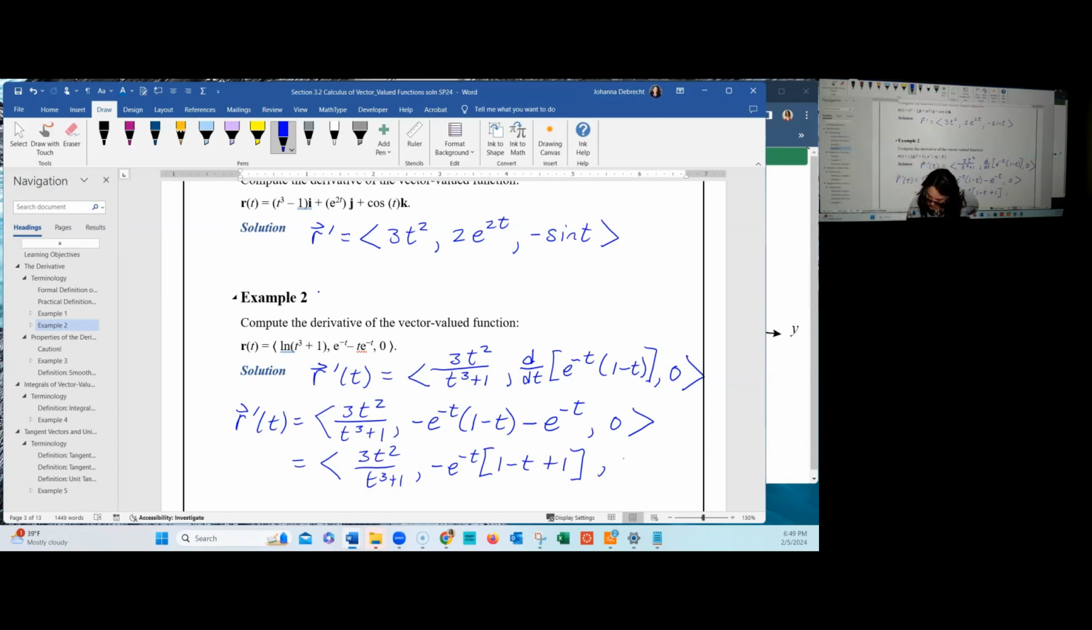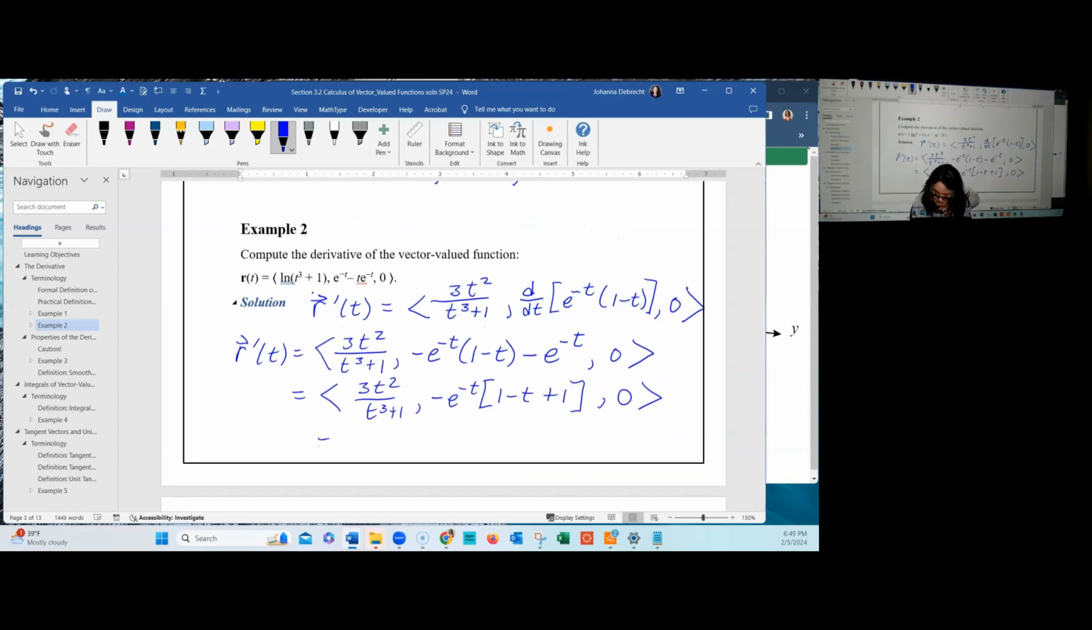And so my final answer, or what I would want to see on an exam, is 3t squared over t cubed plus 1, negative e to the minus t times 2 minus t, comma 0. It is, again, a vector valued function. The derivative of a vector valued function is another vector valued function. And this represents the tangent vector, not the unit tangent vector, but the tangent vector.